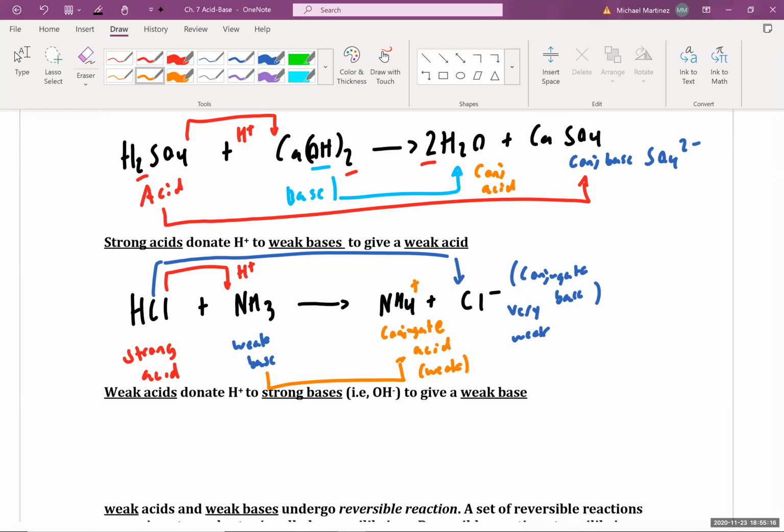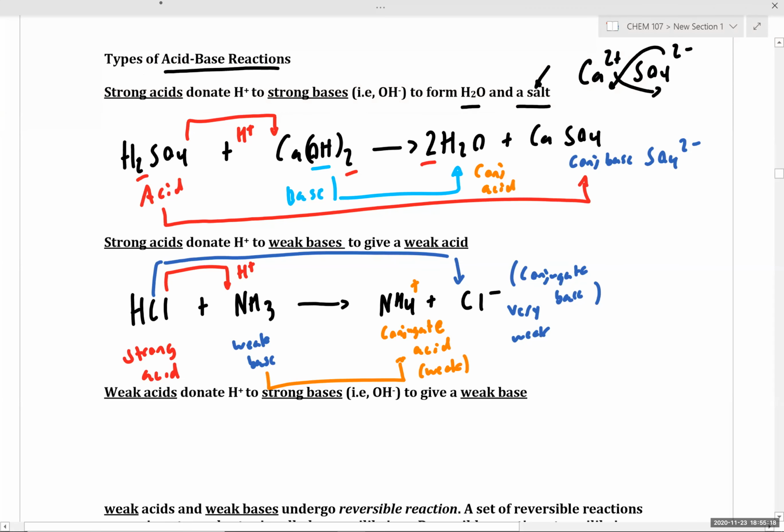So we aren't generating water anymore in this case. Does this example of a strong acid, weak base reaction make sense? Any questions on this example?